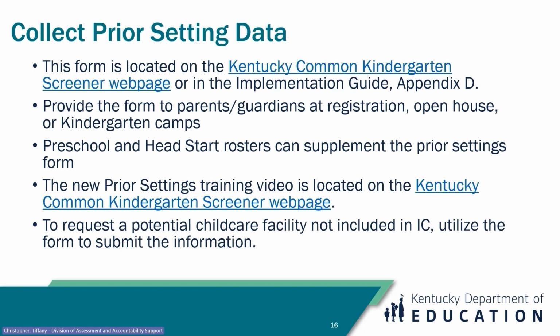Only students who are actively enrolled need to have prior settings data entered into IC. Kindergarten screening results are derived from both prior settings data in IC and screener data entered into the OMS. If there is prior settings data in IC for a student, they will be listed in the kindergarten screening results.